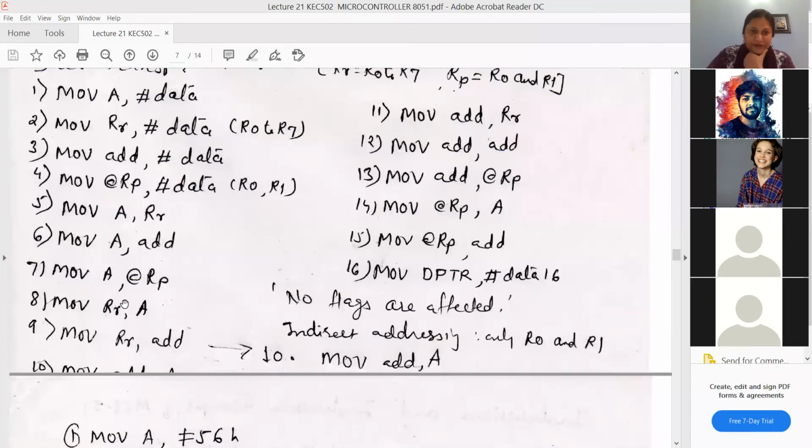Next is move A comma @Rp. Here also the same meaning applies. Rp can be R0 and R1. If we use @R0 here, then it is not the contents of R0 which go into the accumulator. It is the content of the memory location.